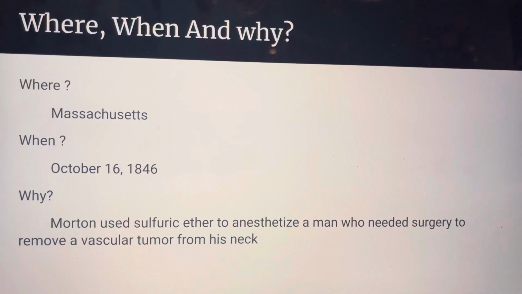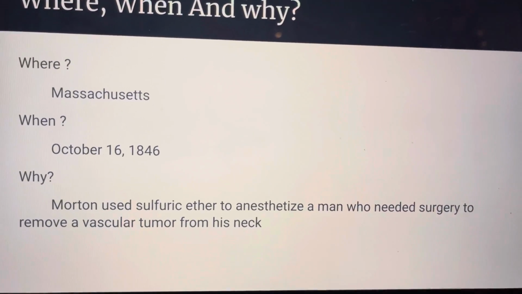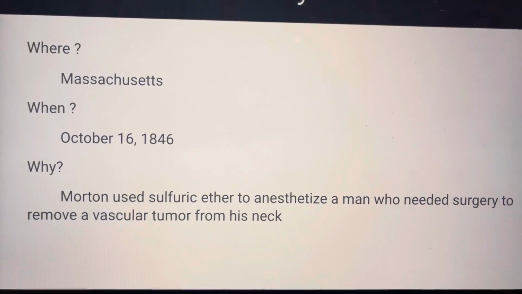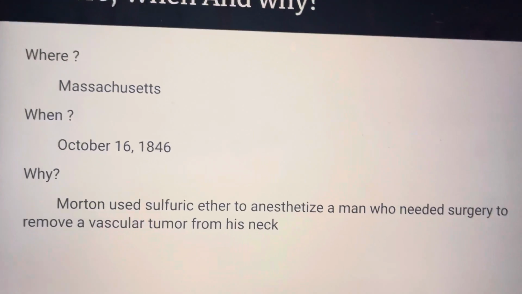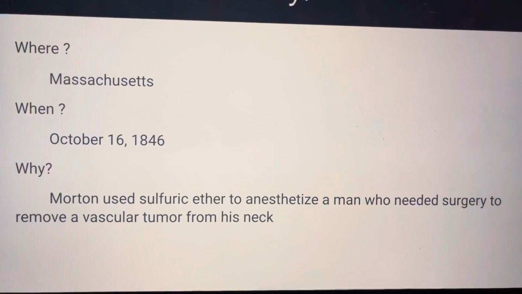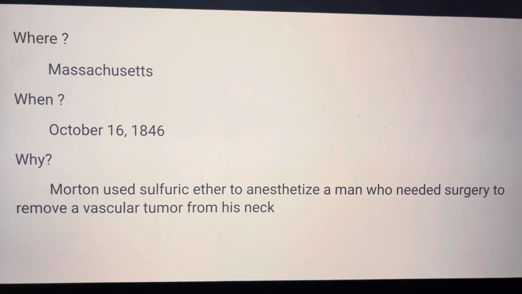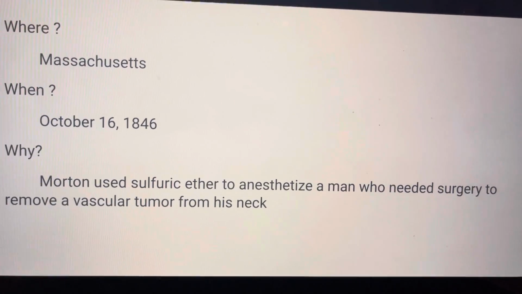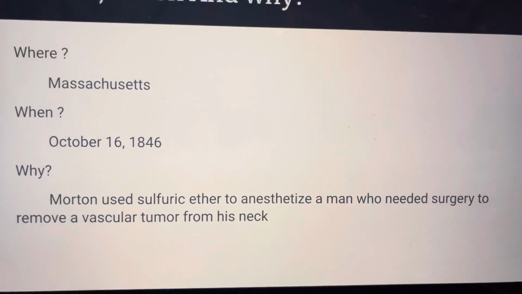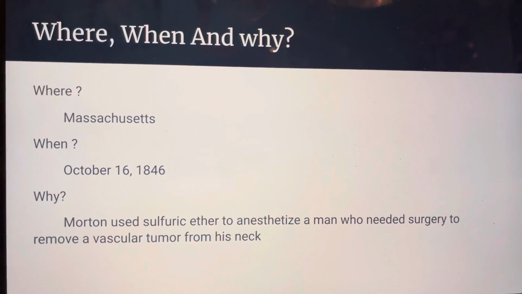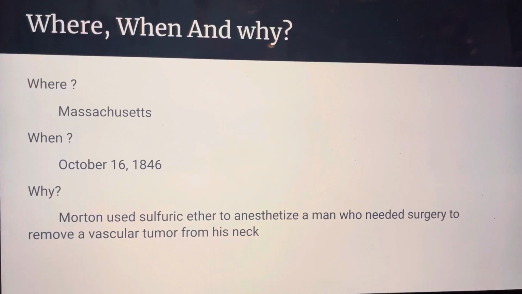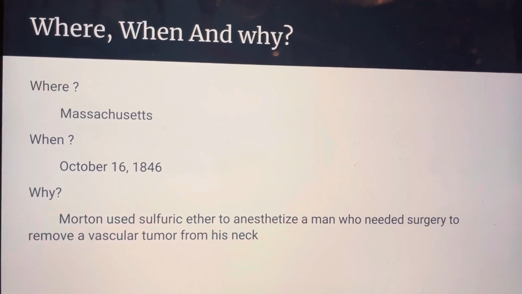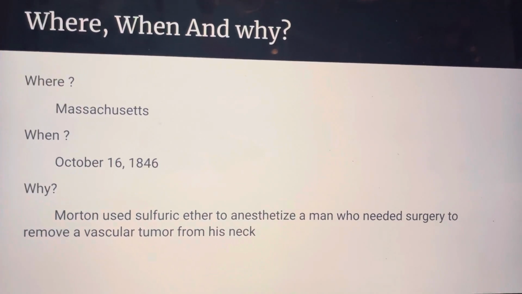When did it happen? Where and why? So as mentioned, it happened in Massachusetts General Hospital on October 16th, 1846. And why did it happen, you may ask? Morton used sulfuric ether to anesthetize a man who needed surgery to remove a vascular tumor from his neck. And as I mentioned before, surgeries were extremely painful. So it did definitely help, and this patient did not have to bite down on a bullet, grind his teeth, and just take the pain.